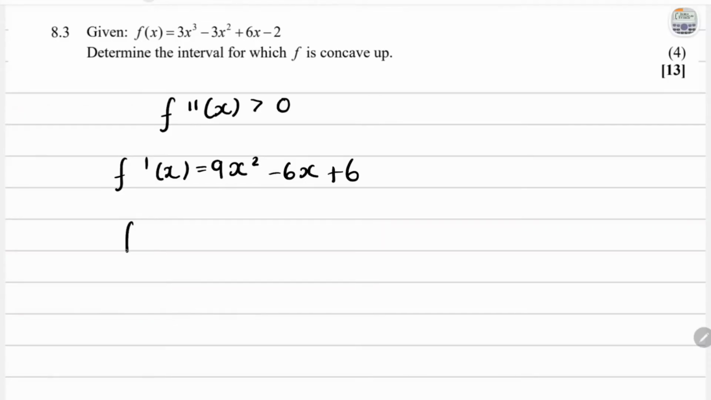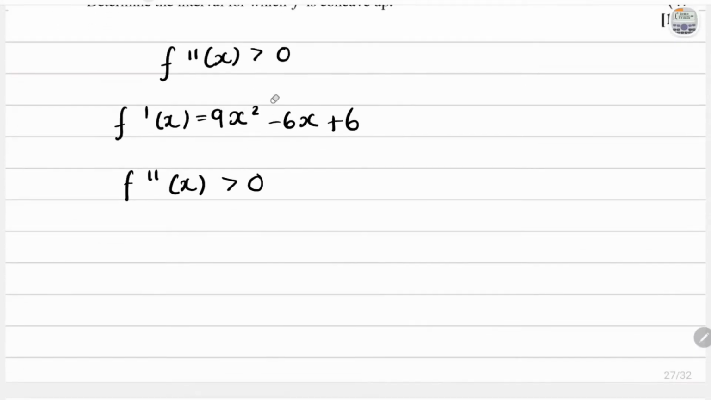Then find the second derivative. So f double prime of x, and I guess we can already just tell them is greater than 0, and then just derive that. So that's 9 times 2, which is 18, and you have x. 2 minus 1 is 1. You don't have to write that.